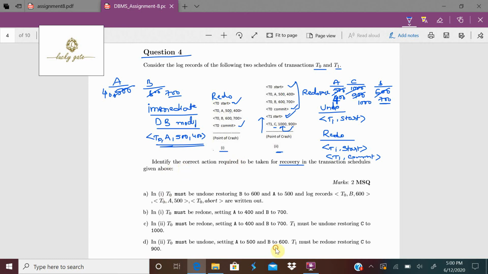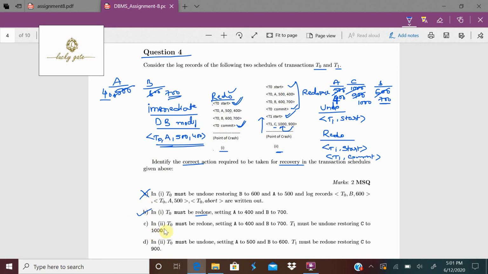Now look, the question is to identify the correct action. In option A, T0 must be undone, which is incorrect, because T0 is redone, since it has both start and commit logs. So option A is incorrect. Option B, in 1, T0 must be redone. It is redone, correct. Setting A to 400 and B to 700. Yes, setting A to 400, B to 700. This is a correct statement.